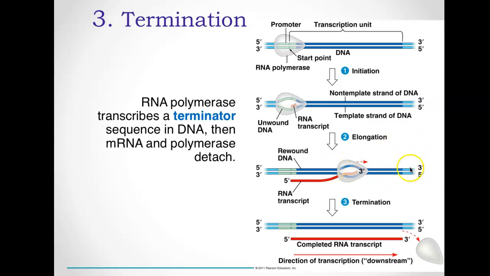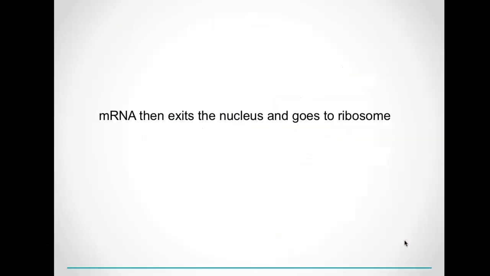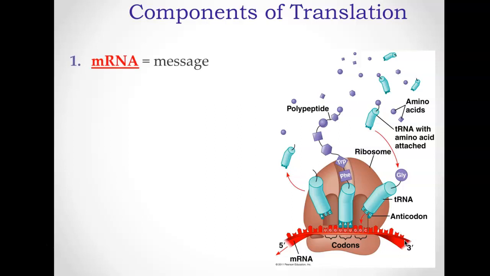Then RNA polymerase is going to detach. So termination means a terminator sequence was reached. RNA polymerase detaches, releases the freshly transcribed mRNA. mRNA then exits the nucleus and goes to the ribosome. Okay? mRNA is the message that is going to get translated at the ribosome.